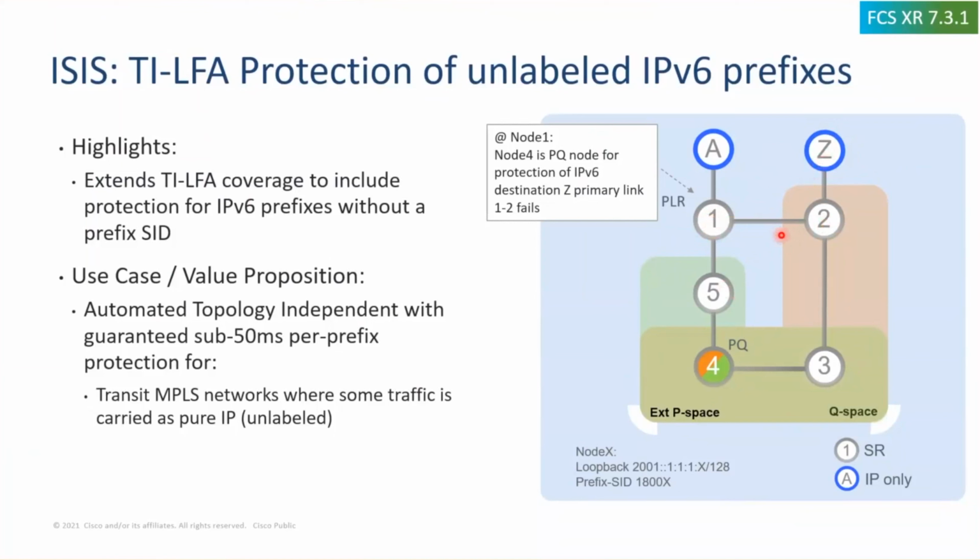But with this new feature, if this interface between 1 and 2 goes down, router number 1 will install a backup path where we're going to send the traffic to router number 4. So 4 will be acting as my PQ node, and then we're going to release the traffic from 4 onto the destination Z, following the shortest path. We expand the value of TI-LFA to also cover destinations in the IGP that are not labeled, that do not have a prefix SID. And this is actually common in many cases where I may have a network that is running MPLS, and some of the traffic is actually carried as pure IP, therefore being unlabeled.